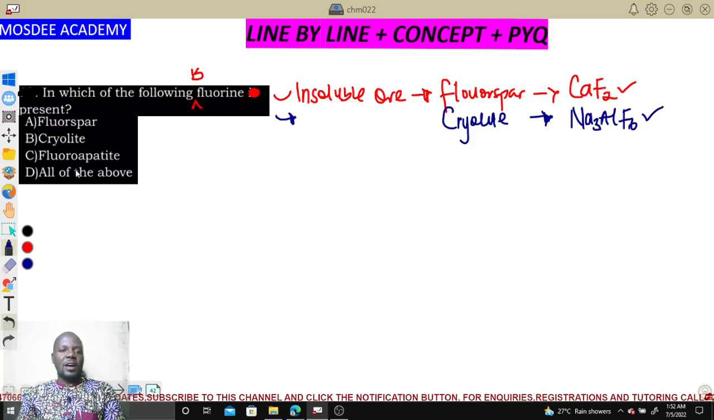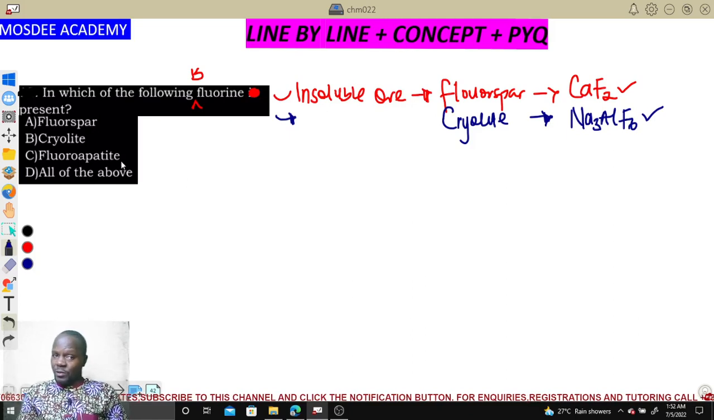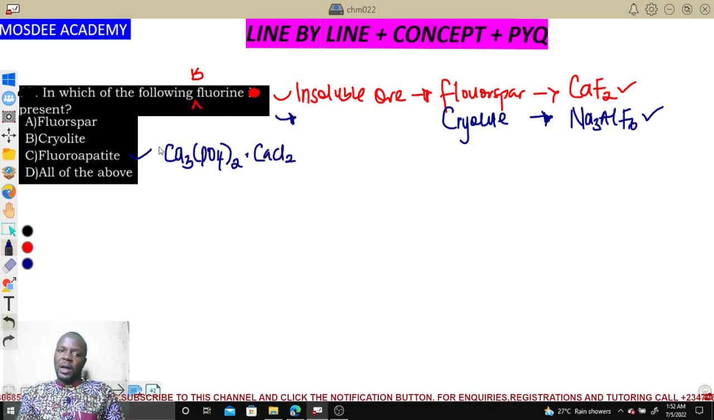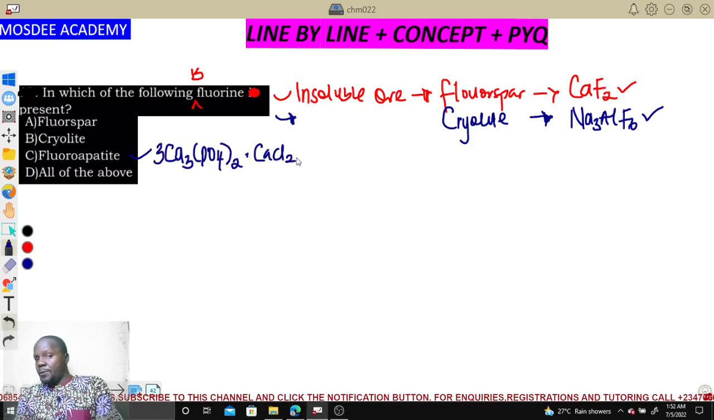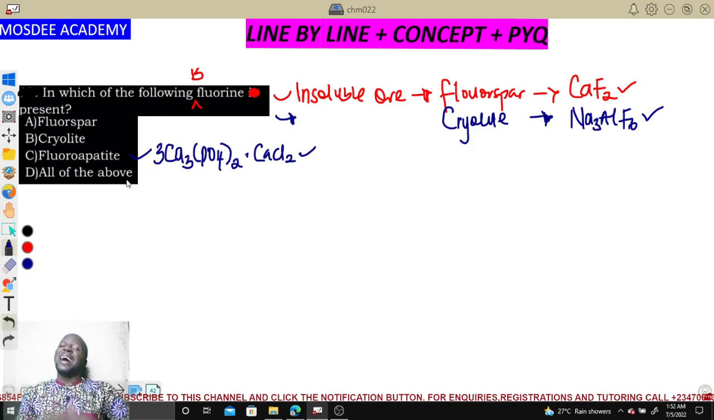Then the next one is fluoroapatite, which is where most of the fluorine is seen. So fluoroapatite is written as Ca3(PO4)2 plus some molecules of calcium fluoride. But in fact, we sometimes have 3 molecules to Ca3(PO4)2. So what I'm trying to say in essence is that most fluorine is seen in insoluble ore, and they exist in fluorspar, cryolite, and also in fluoroapatite.